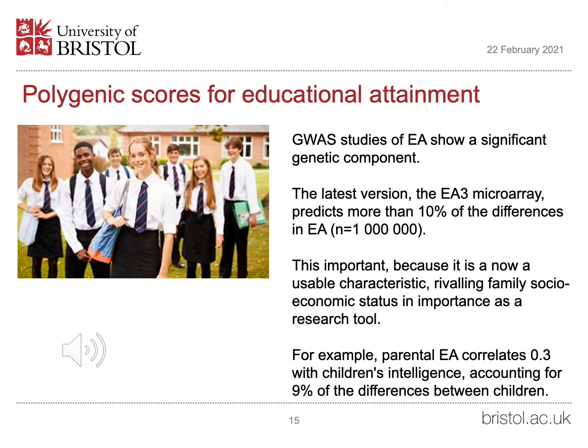GWAS studies of educational attainment show a significant genetic component. As we've seen, the latest version, EA3, predicts about 11% of the differences in educational attainment. This is important because it's now a usable characteristic, rivaling socio-economic status in importance as a research tool. For example, parental EA correlates 0.3 with children's intelligence, accounting for 9% of the differences between children.